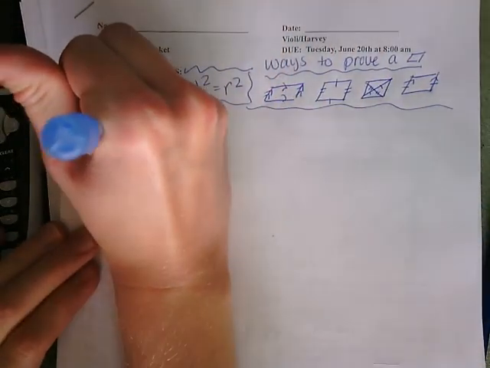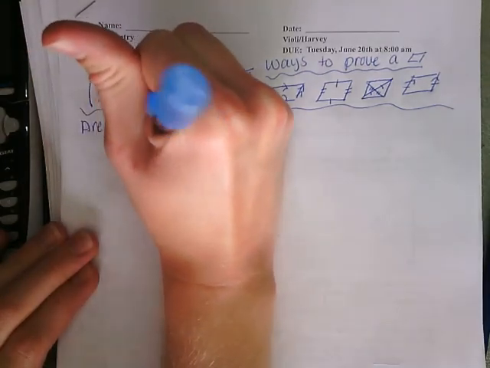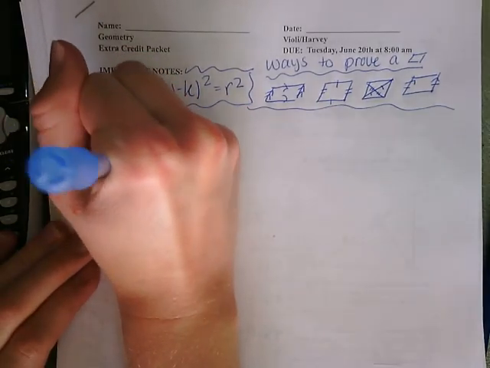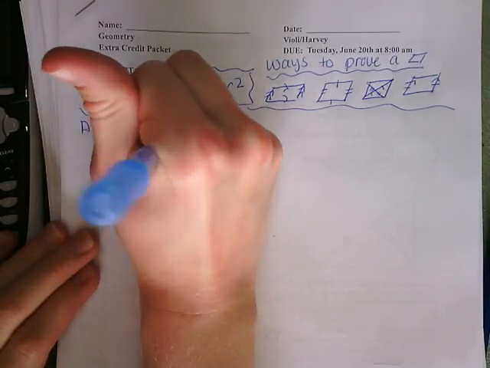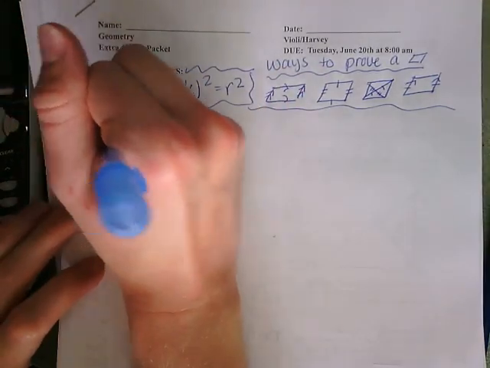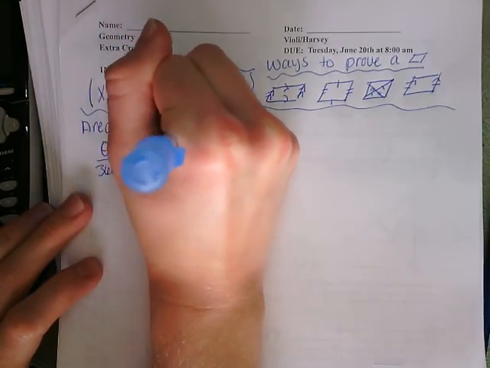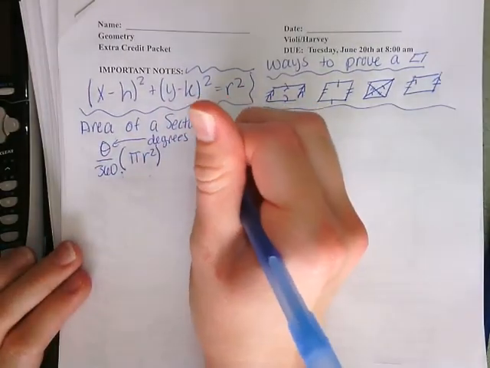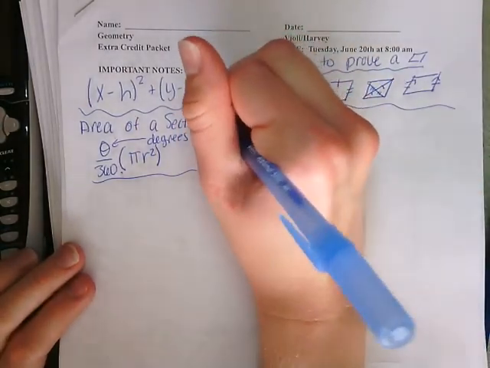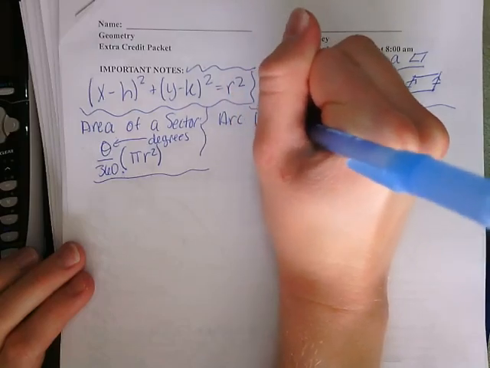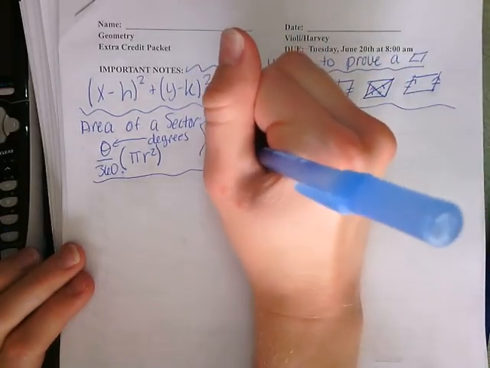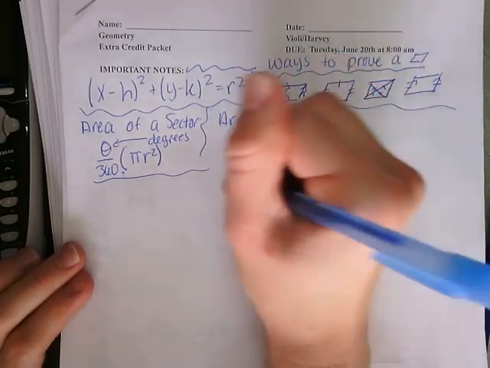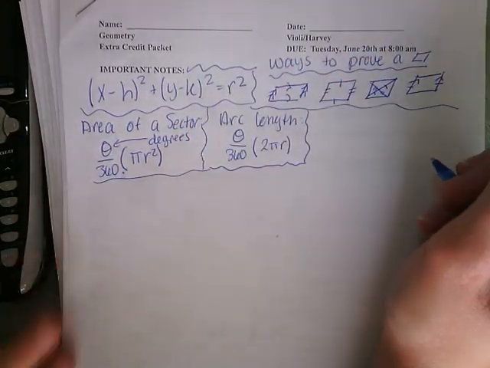Now, area of a sector: your central angle in degrees over 360 times the area of your circle. Arc length is another one: theta, your central angle, over 360 times 2 pi r. Okay.